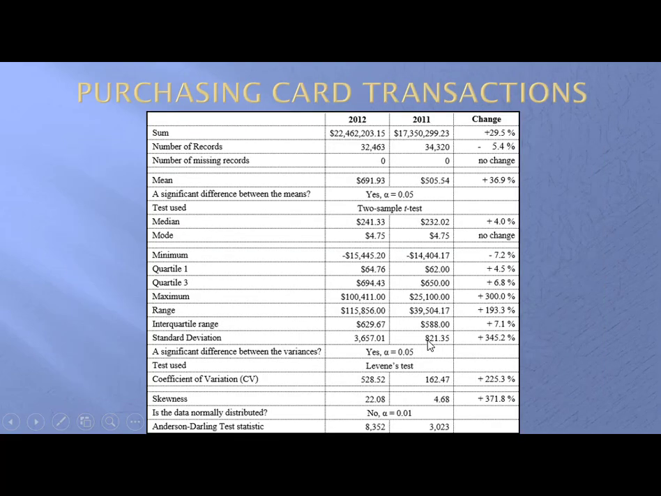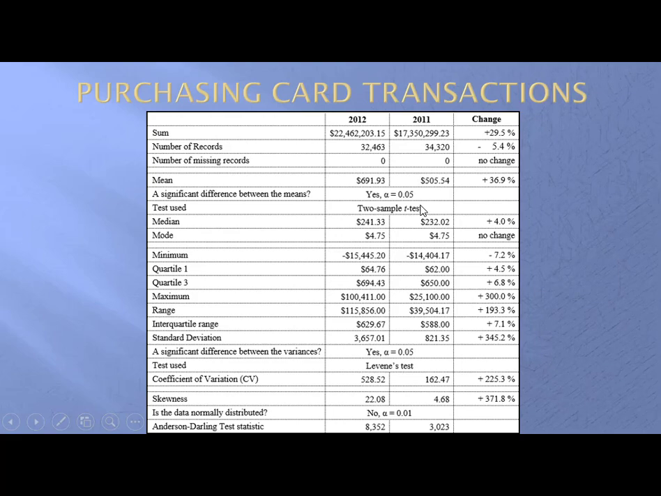So let's have a look at an example here. This is the purchasing card data. This is the purchasing card for 2011. The purchasing card data for 2012. And so what we would do is we would put these values in the two columns, we would calculate the changes, and we would want to look at large changes in both percentage and in absolute terms.